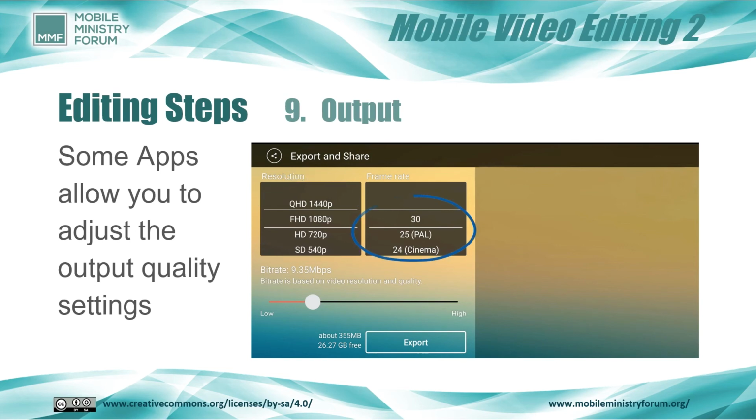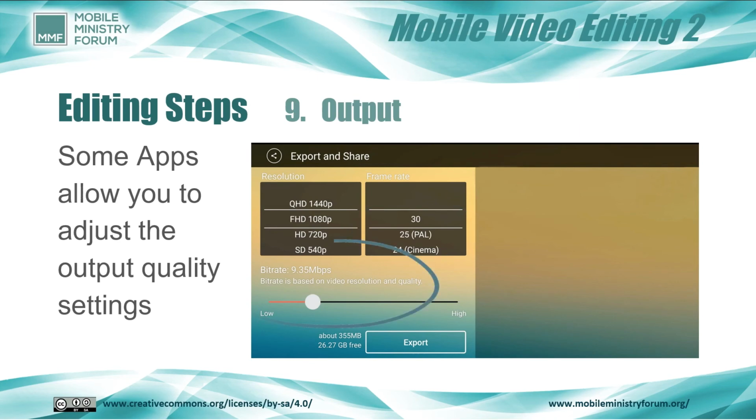The frame rate should be set to the same as the project setting and, if possible, the same as the original video recording. The choices usually are 30 frames per second, which is standard for the US, 25 frames per second, which is standard for elsewhere in the world, and 24 frames per second, which is standard for film.